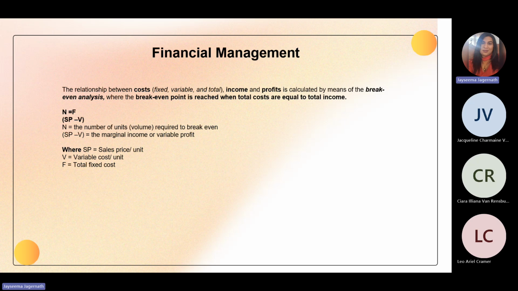All right, so we use a formula: n = F / (SP - V). Similarly put, n is the number of units or the volume that you need to break even. So how many units do I need to sell to make zero profit but cover my expenses? And then SP minus V is the marginal income or variable profit. Okay. SP is sales price per unit, V is variable costs and F is total fixed cost.